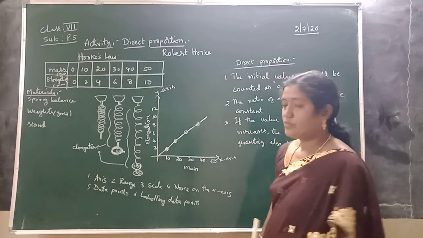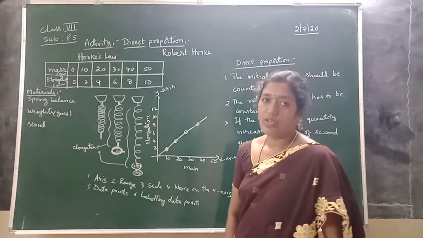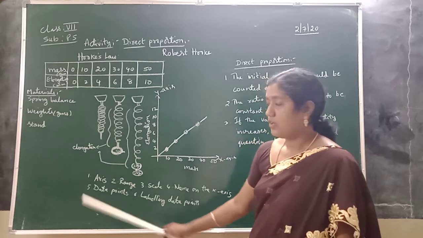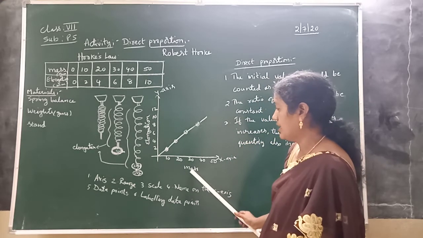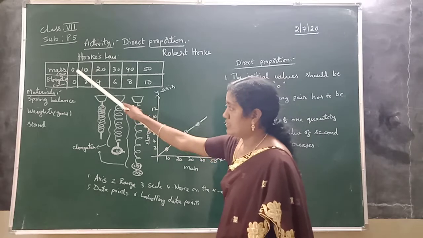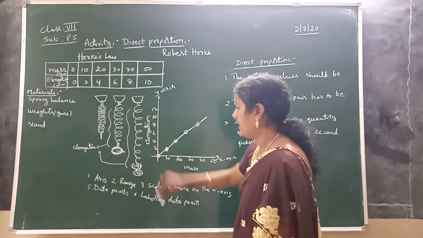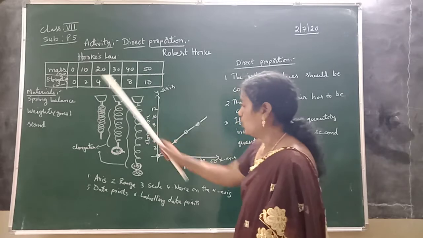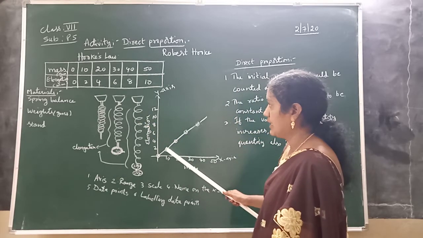So after that we have to plot a graph between mass and elongation. See children, mass is taken on the x-axis. The first point is 0, 0. So the 0, 0 point is here, and next 10, 2. On the x-axis 10 and on the y-axis 2. So this is the second point.